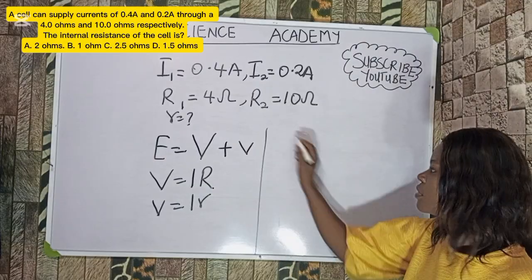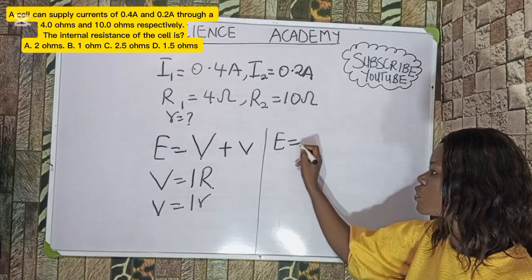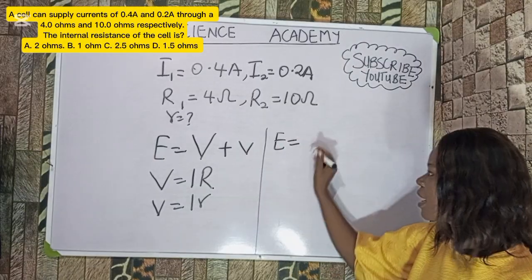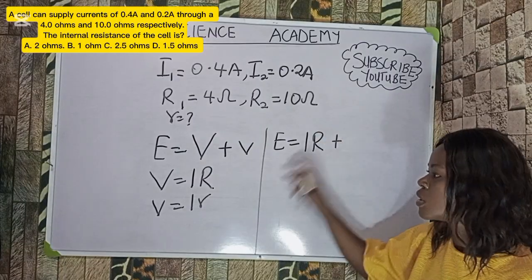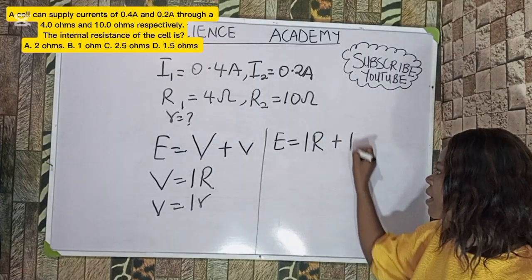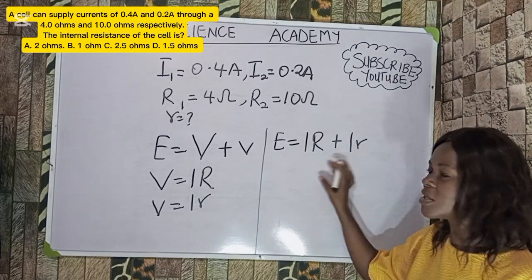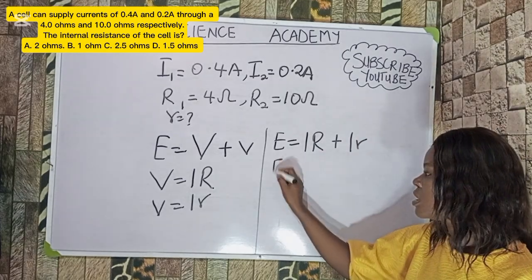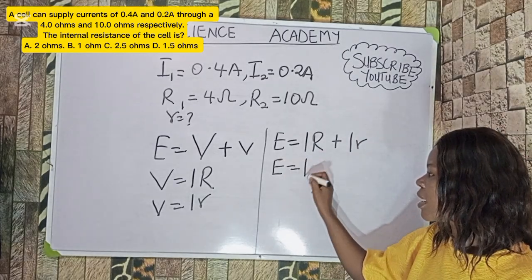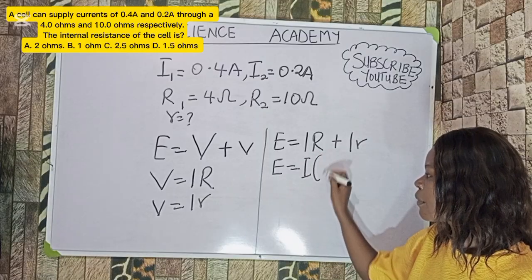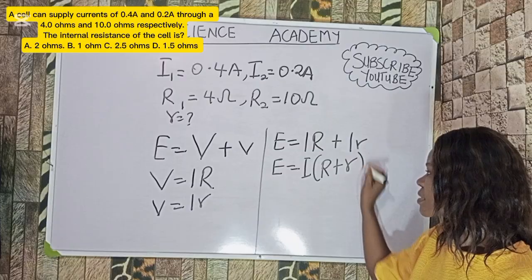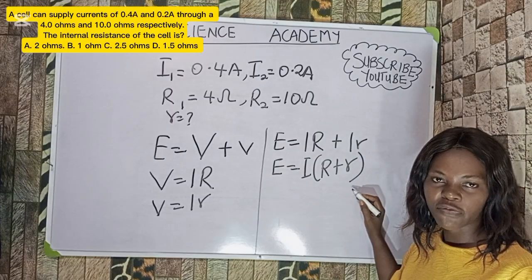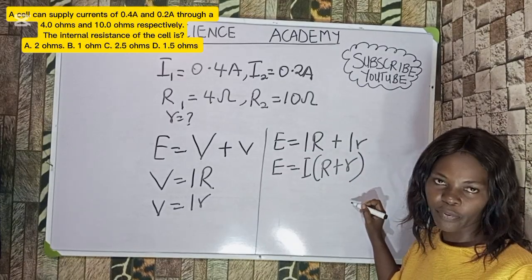Now the EMF, E, is equal to my terminal PD, I big R, plus my lost volt, I small r. Now something is common, so E is equal to I, which is the current, times bracket R plus r. Is that okay? This is the formula we are going to use to solve this particular problem.